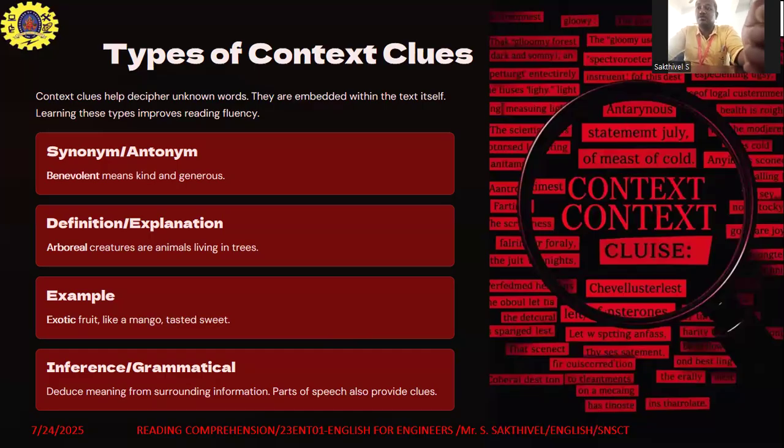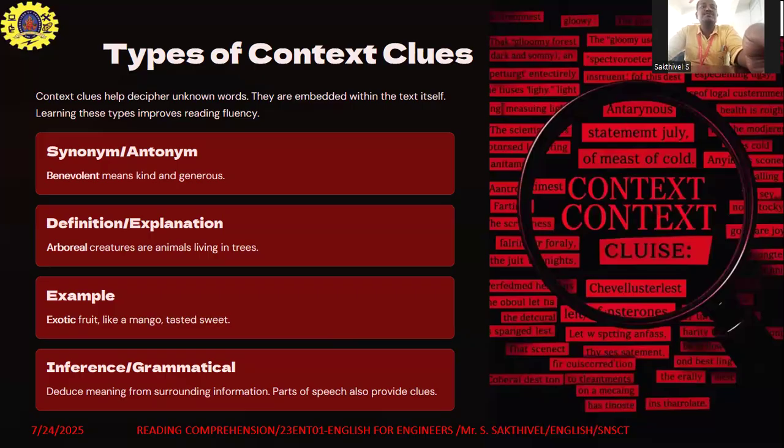It's not only about the sweet. Some people may like the sour taste. Some people may like a mixture of sweet and sour. Some people may like to have it with salt and pepper. So according to people's taste, the fruit taste is also very much immersive. Likewise, there are examples, inferences, and grammatical clues.